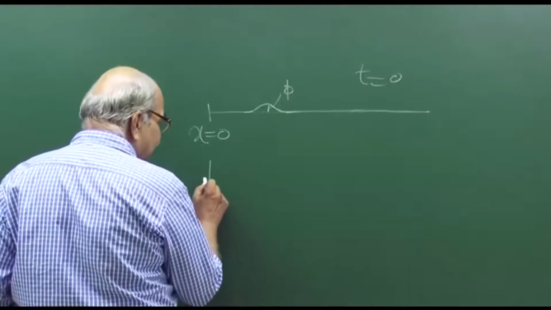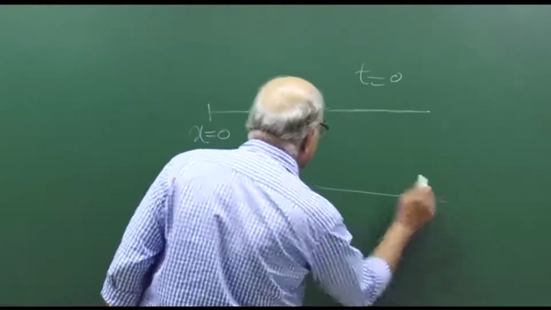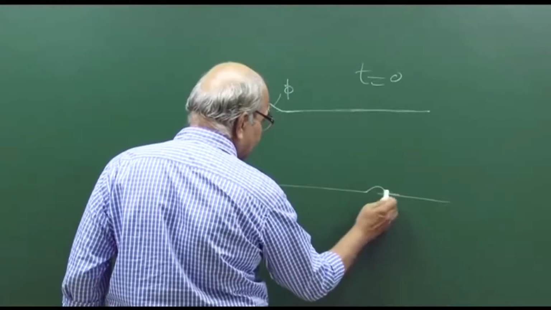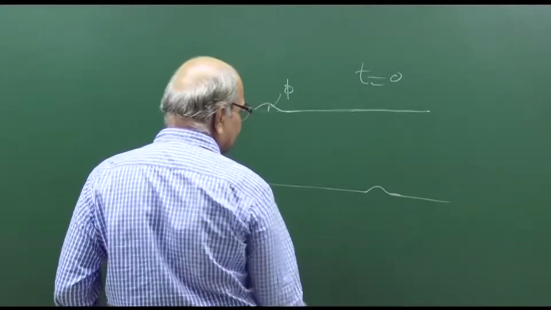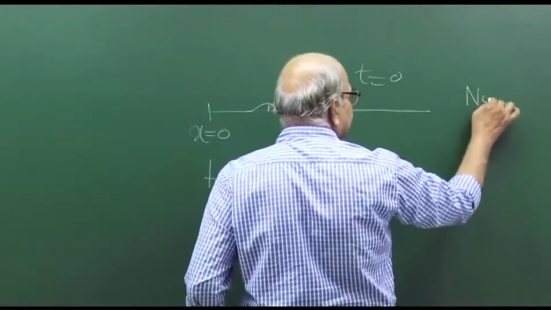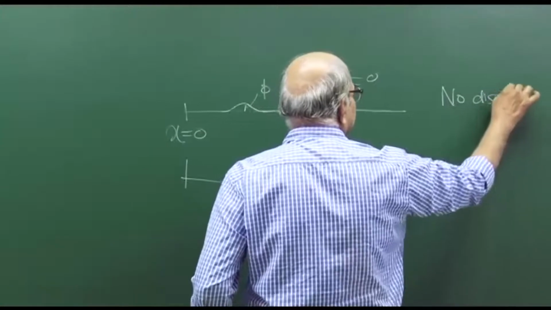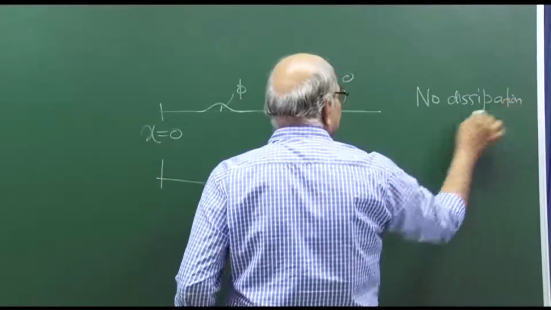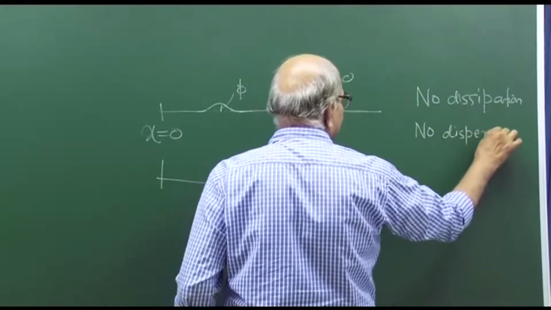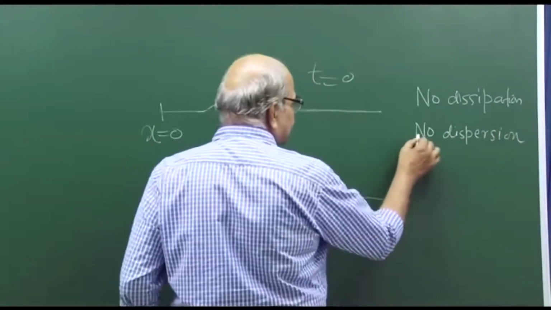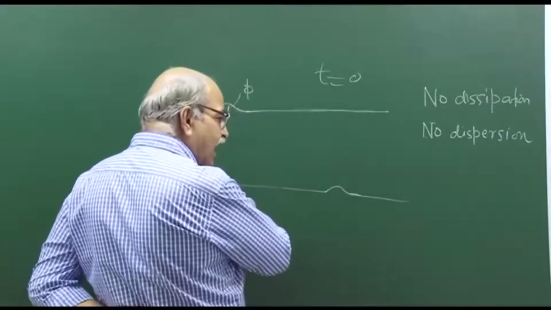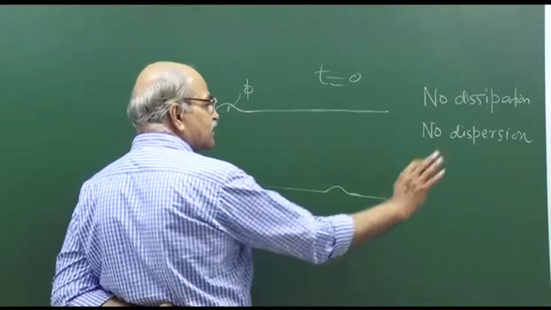What will happen after some time? After some time, this disturbance will reach somewhere else. So, let us say it has reached here. I assume that there is no dissipation and the same shape which is here, the same shape is here. So, no dissipation. No dispersion. What do I mean by saying no dispersion, is that entire wave is going with one particular velocity.